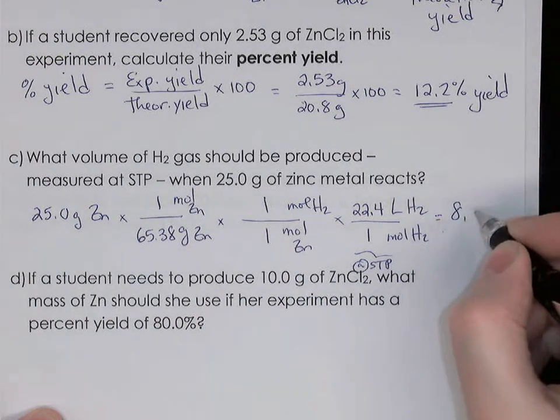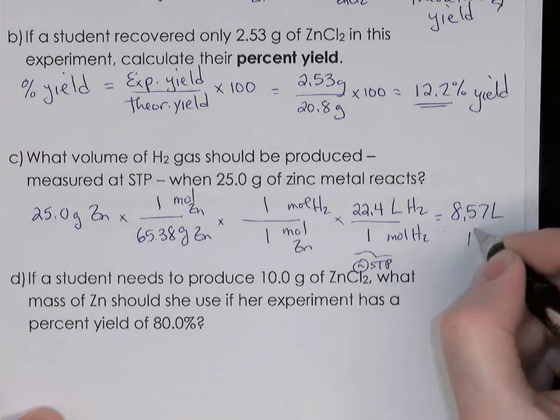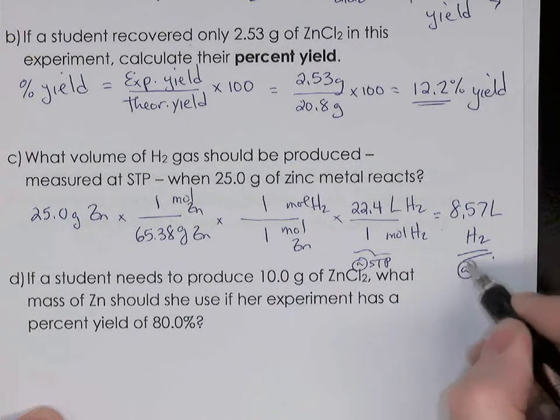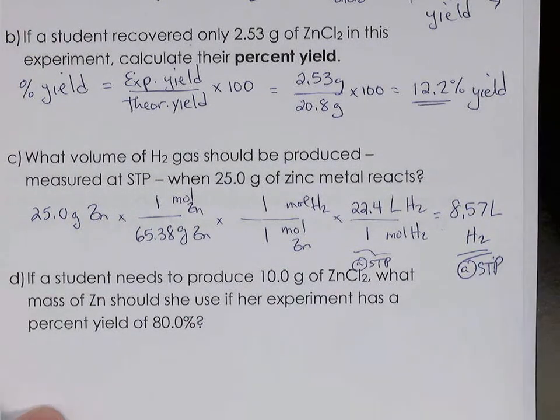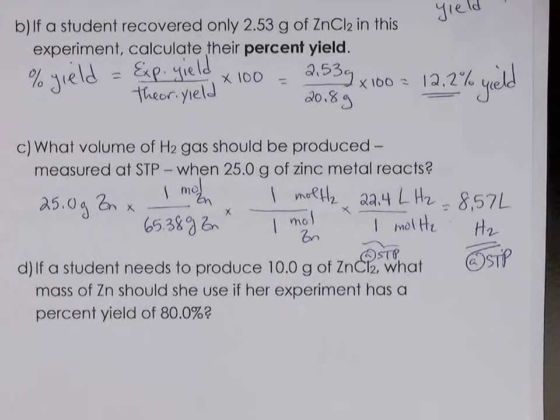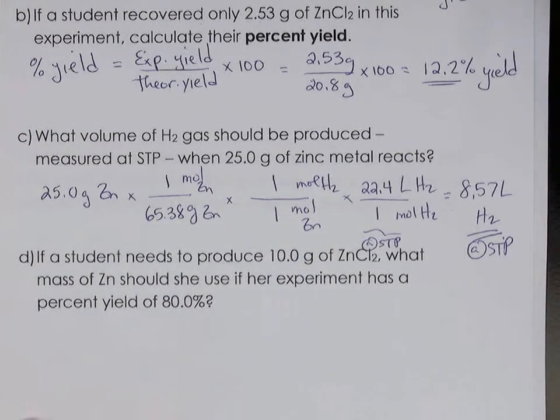So 8.57 liters of hydrogen gas is how much you'd produce at STP, measured at standard temperature, 0 degrees Celsius, and standard pressure, which is 1 atmosphere, or 101.3 kilopascals.